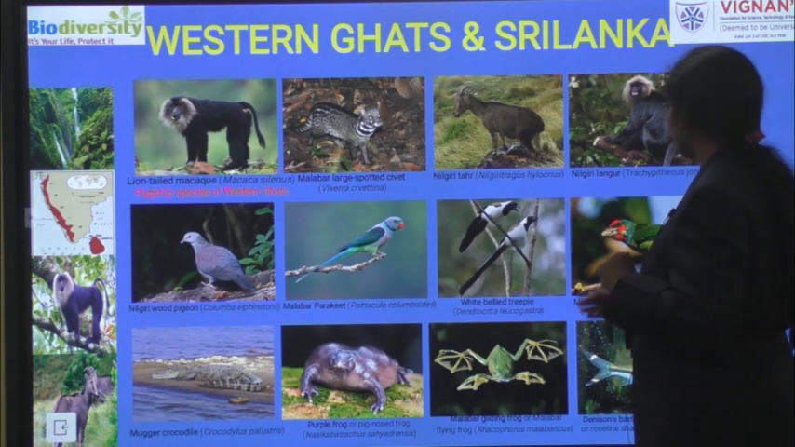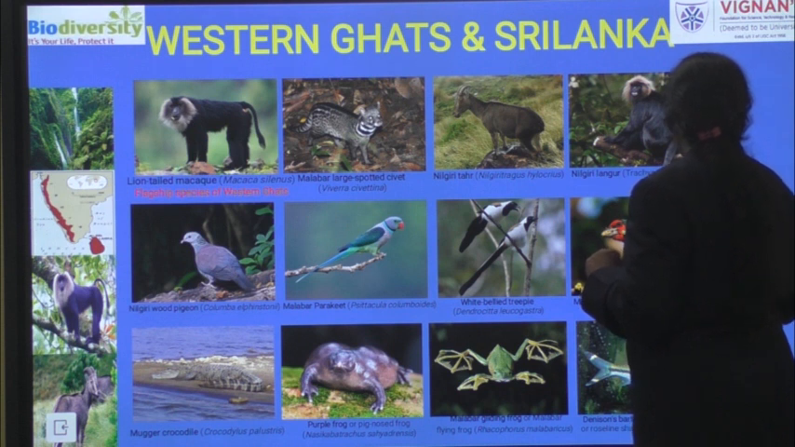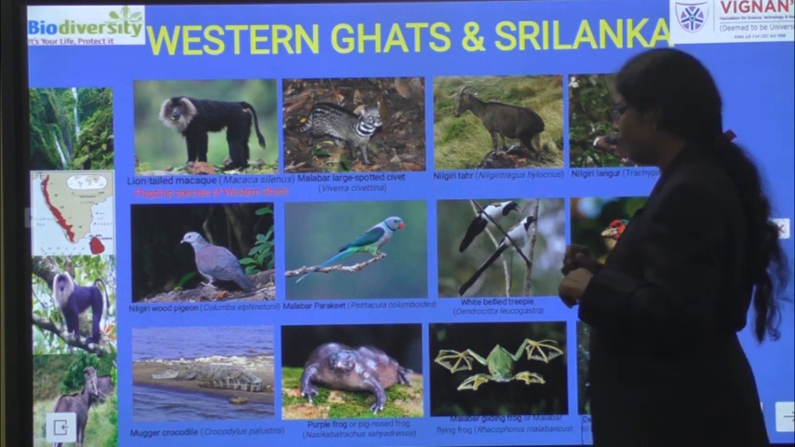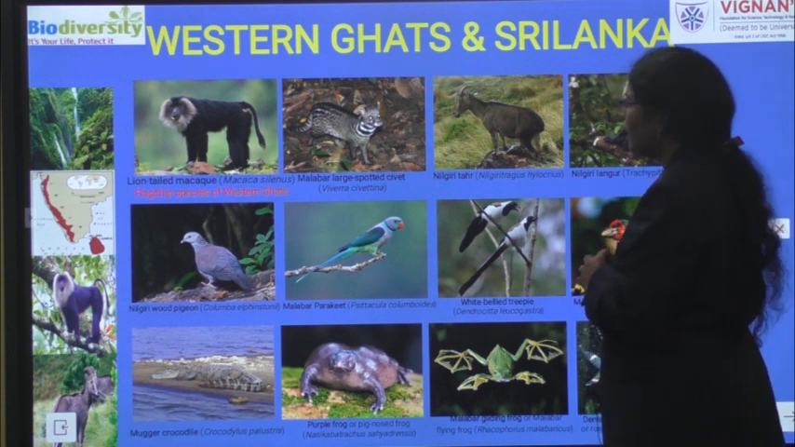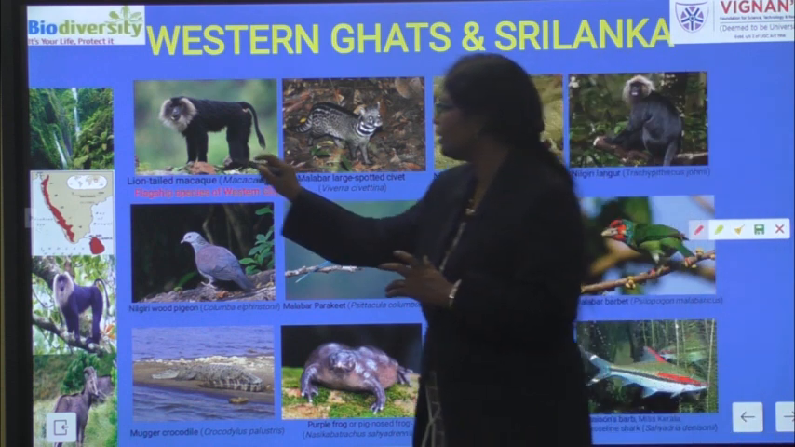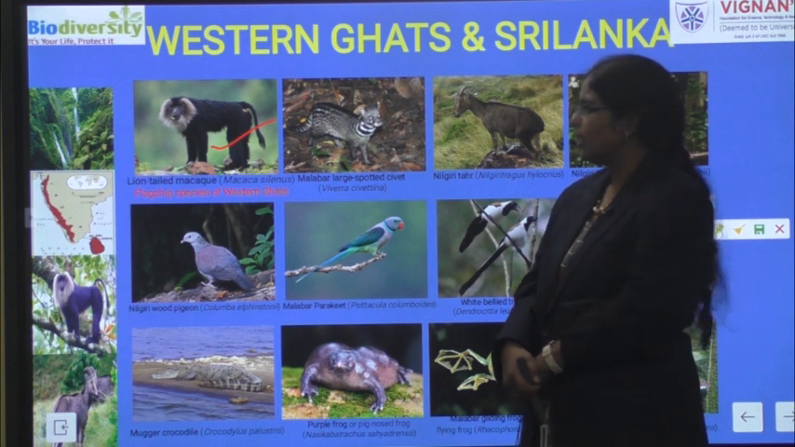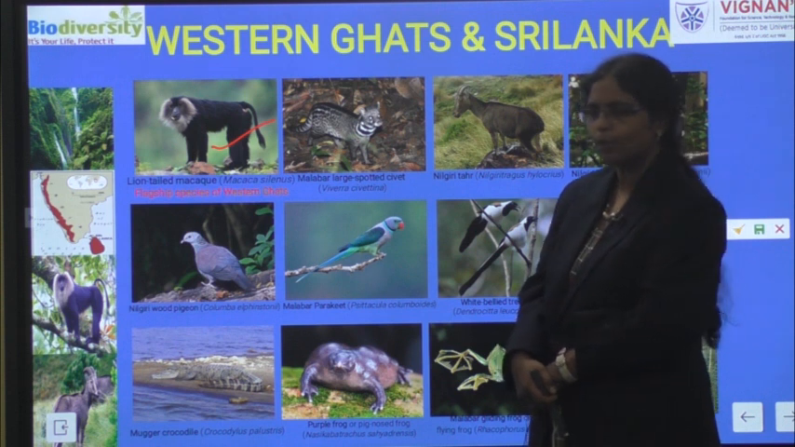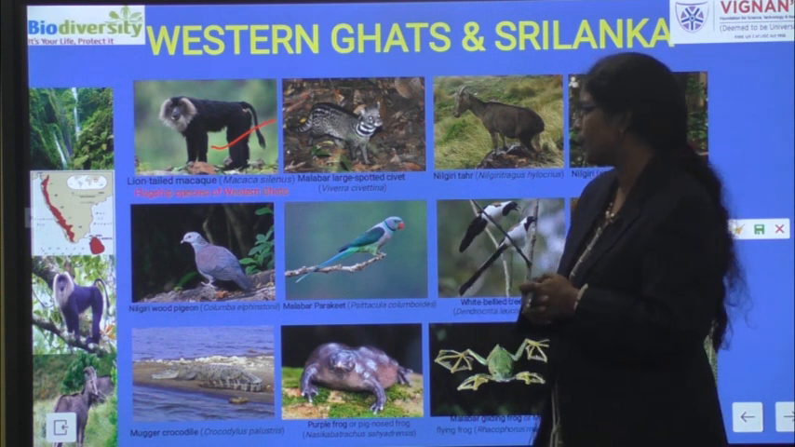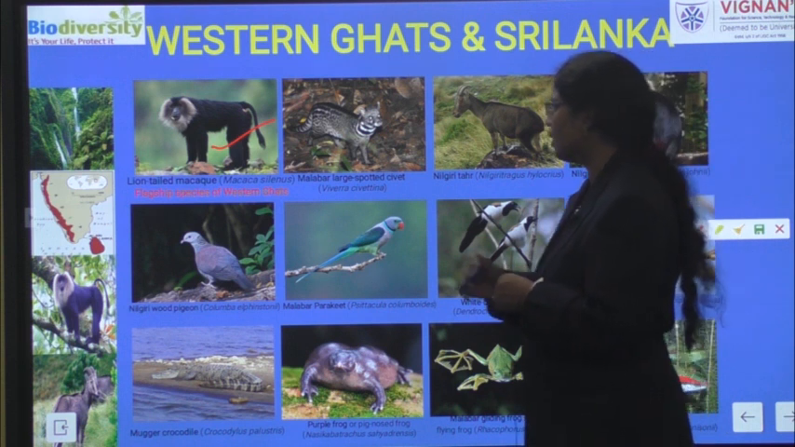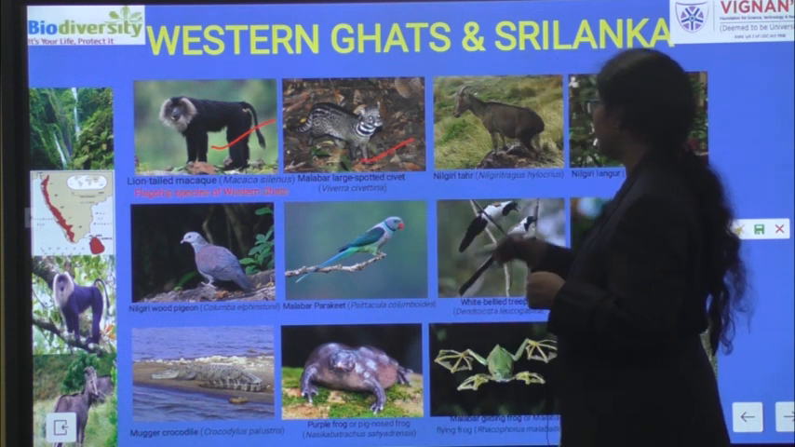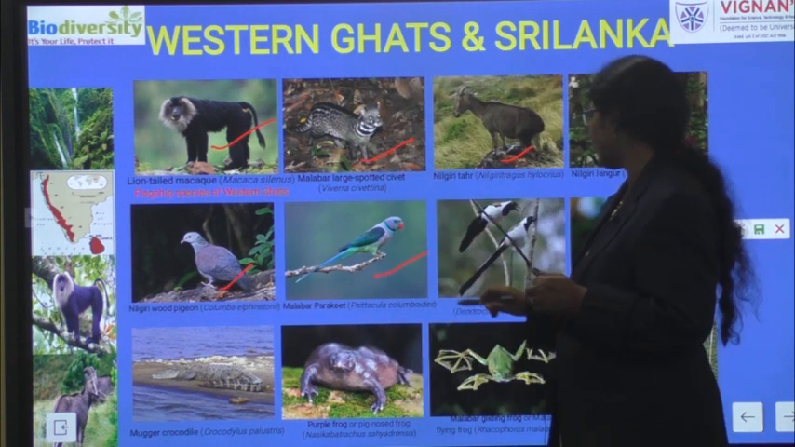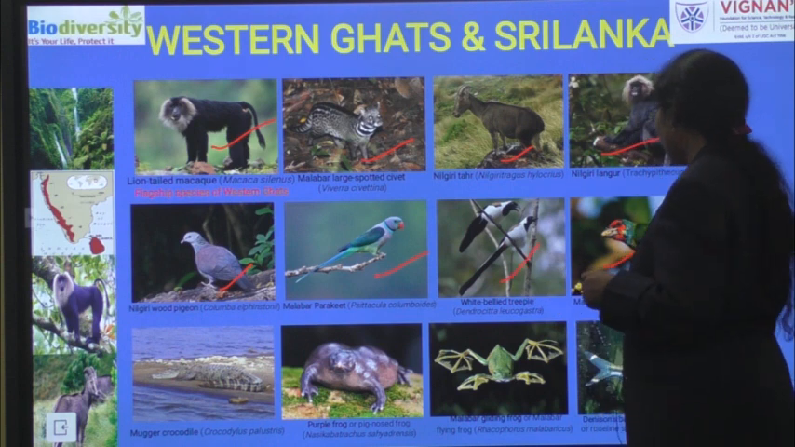And these are the various fauna of the Western Ghats region: animals, birds, mammals and amphibians. If you see the endemic species, particularly the lion-tailed macaque, it is in the endangered, critically endangered list. So we have to protect these animals in this region. Not only the lion-tailed macaque, but also the Malabar large spotted civet, Nilgiri tahr, Nilgiri langur, Nilgiri wood pigeon, Malabar parakeet, white-bellied treepie and Malabar barbet.